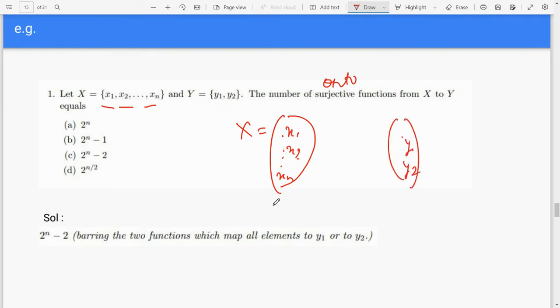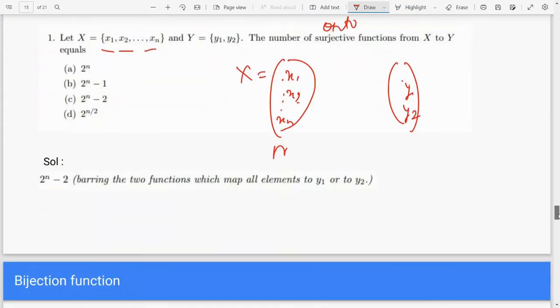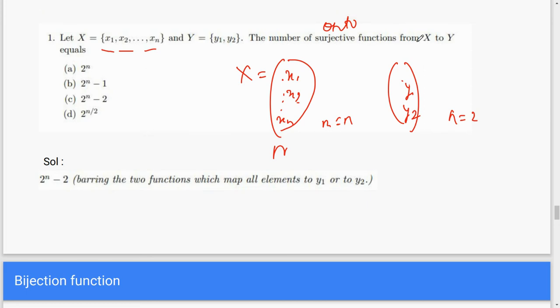Obviously the second set, the B that you talked about, should have n elements and n should be less than or equal to m. So n here is 2 and m here is n. So the number of surjective functions from X to Y is equal to what? This you can also find using the formula, but I think you can also find it using intuition.